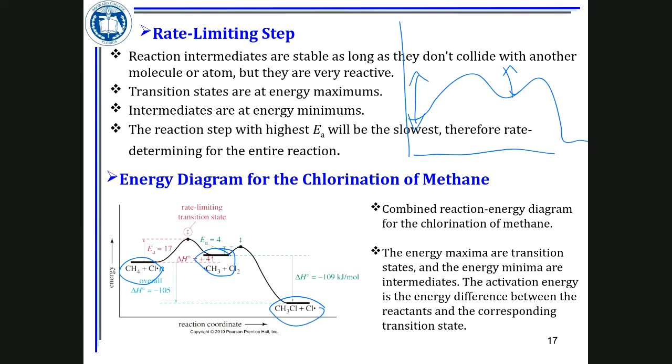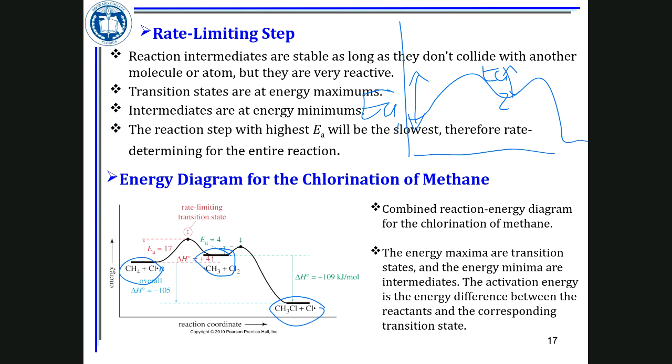Which is slow? If I call this EA1 and this one EA2, the slowest step of the reaction is going to be the step with the higher activation energy. So the slow step of the reaction is going to determine how much product is going to form. So let's say you have two tests. You have board 1 and board 2 tests to take.